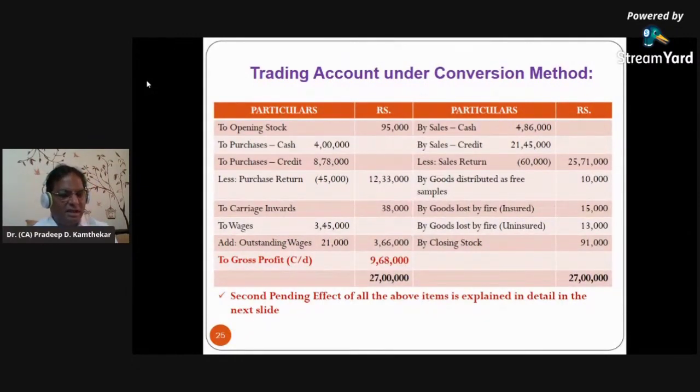Understand friends, in accountancy, a debit item is shown on the debit side, and if it is subtracted from the debit side, then it is not debit, it is credit. So this purchase return that we minus from here on the debit side is actually credit. Shown on the debit side as less means credit. So here the credit is given and debit is pending.